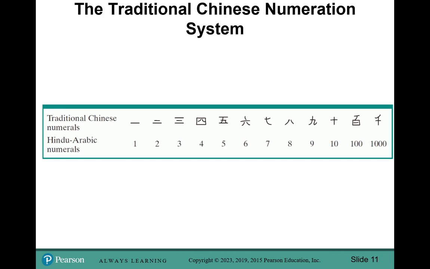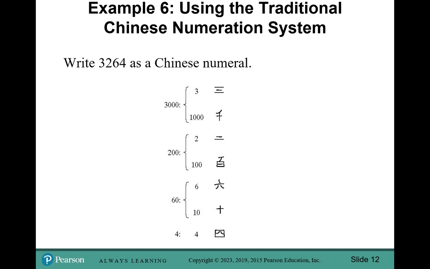Now let's look at the traditional Chinese numeration system. We've got some dashes here and some caricatures representing numbers 1 through 1,000. So 1, 2, 3, 4, 5, 6, 7, 8, 9, 10, 100, and 1,000. If we want to write 3,264 as a Chinese numeral, we need to look here at how to represent each of these.